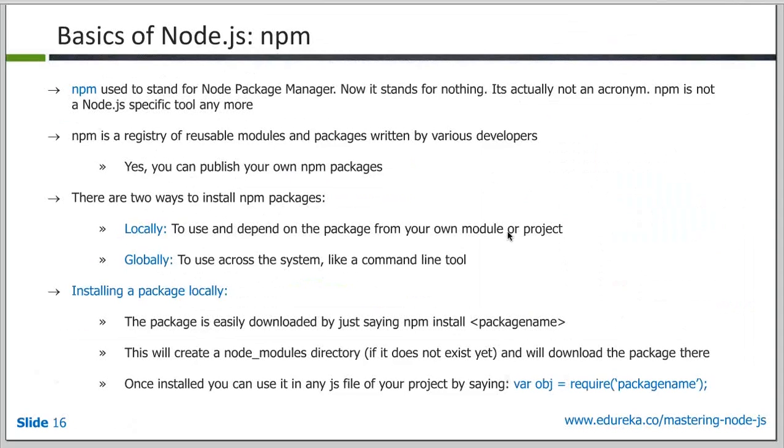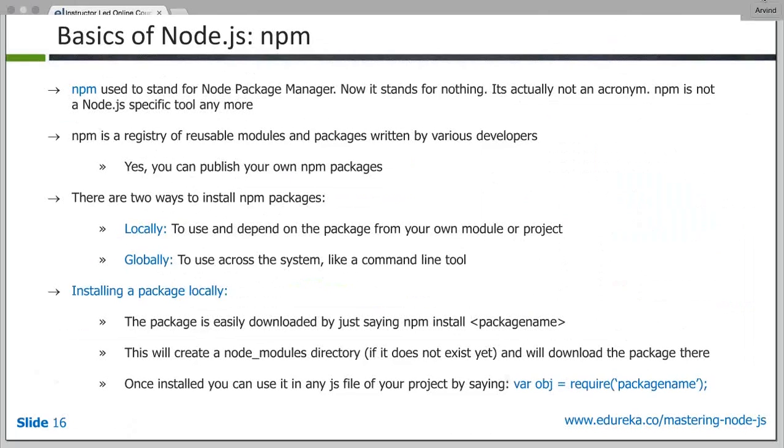There are 2 ways to install NPM packages. One, locally, that we use and depend on the package from your own module or project. Two, globally, to be used across the system. It's more like a command line tool. We're going to work with it later. Installing a package locally is as simple as running npm install and the package name. This will create a Node modules directory and will download the package there. And once it is installed, you can use require syntax to actually get it.